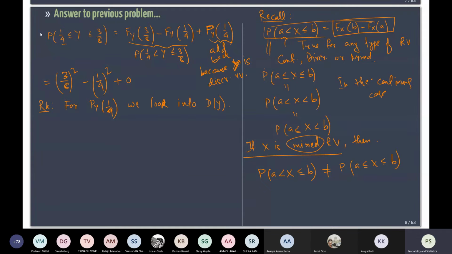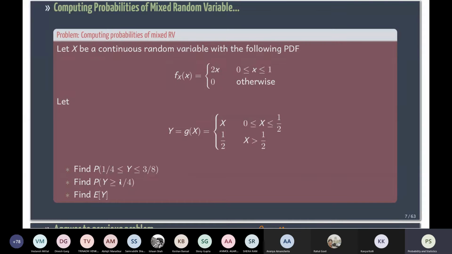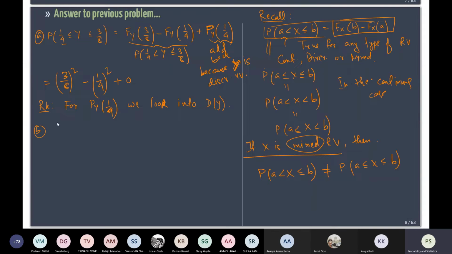Now, so this was the A part, and the B part of the question was: find the probability that y is greater than or equal to 1/4. So probability that y is greater than or equal to 1/4 is 1 minus the probability that y is less than 1/4. So this is like 1 minus Fy of 1/4.